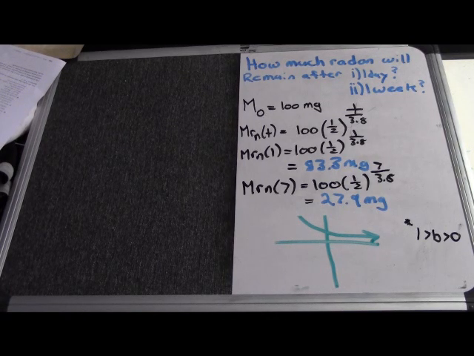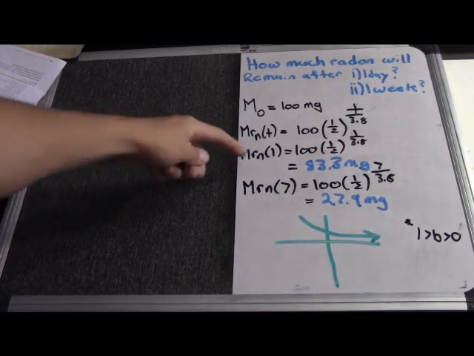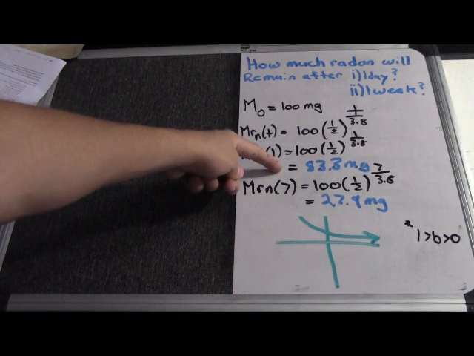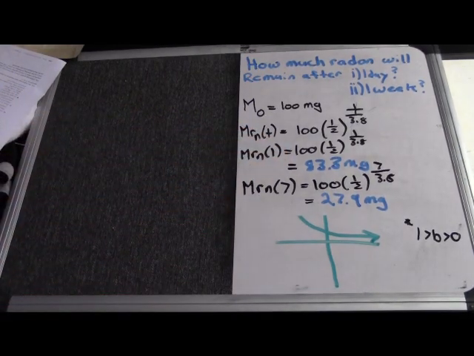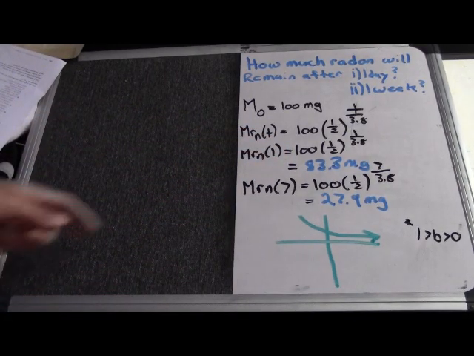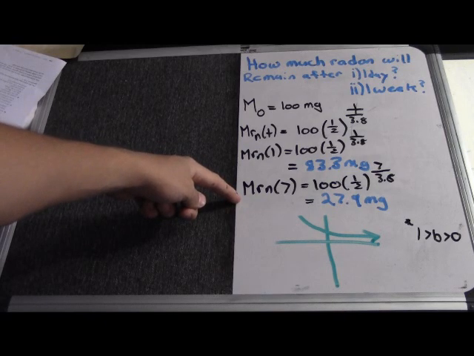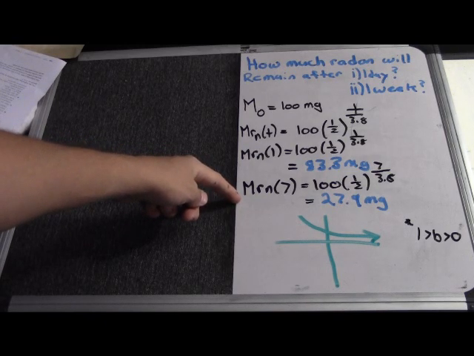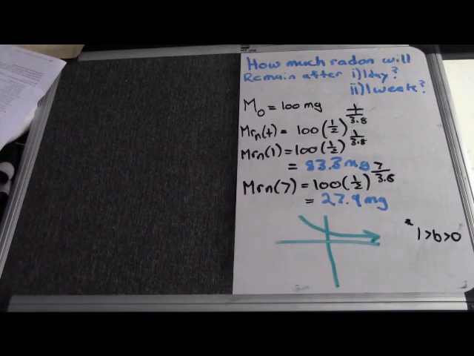So as you can see, m0, which is our initial value of radon, is actually 100 milligrams. So that's given to you at the top of the screen. Then you just simply use your equation and plug in the t values. So as you can see, after 1 day, the mass of radon has decreased to 83.3 milligrams from 100 milligrams. And after 7 days, the mass of radon has decayed to 27.9 milligrams.